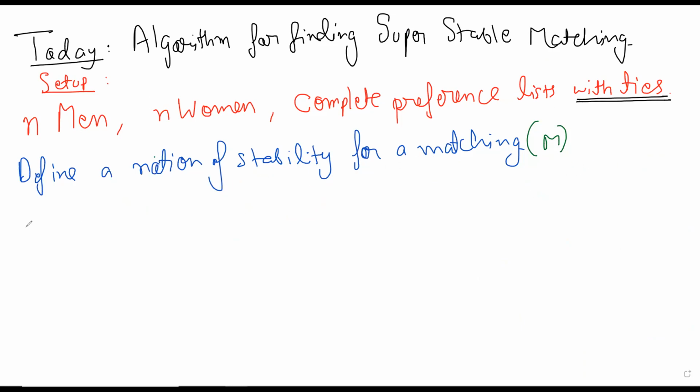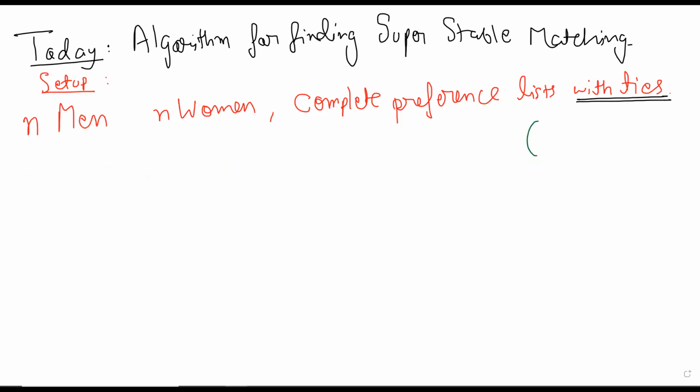Define a notion of stability. So here we will call a matching super stable. This means a matching that doesn't have any of the kinds of instabilities we defined is called a super stable matching. So let's define that.